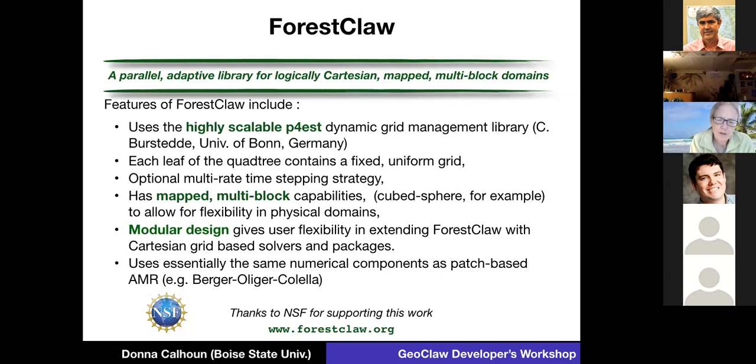So it has the same flavor as something like GeoClaw or AMRClaw. It has multi-rate time stepping and mapped multi-block capabilities, which set it apart from AMRClaw. So we can solve on cubed spheres, for example. This allows for certain flexibility of physical domains. I've designed it so that you can easily extend ForestClaw with various solvers. It uses essentially the same numerical time stepping algorithms as originally developed in the Berger, Oliger, Colella version of adaptive mesh refinement.